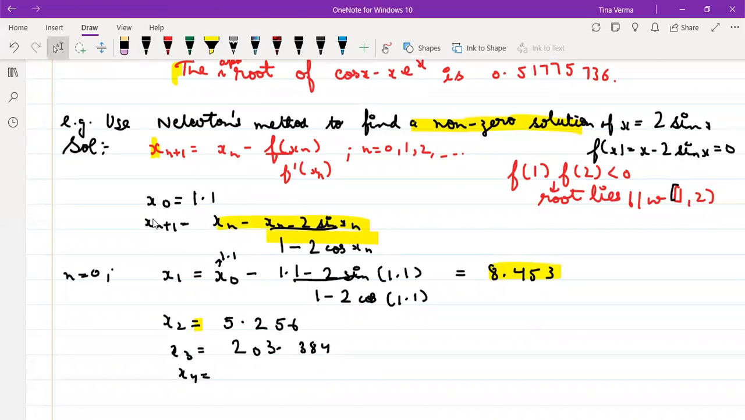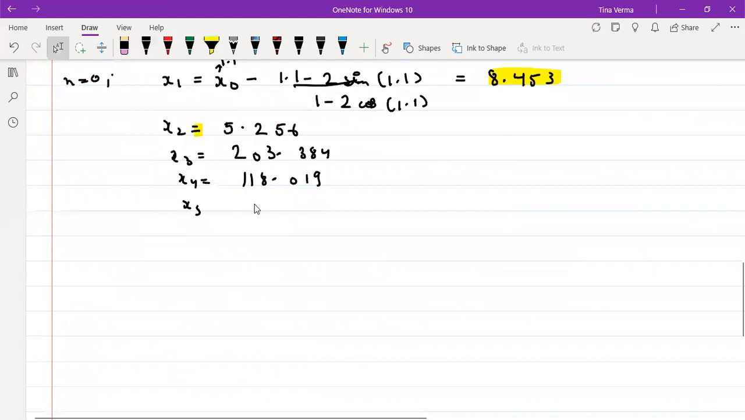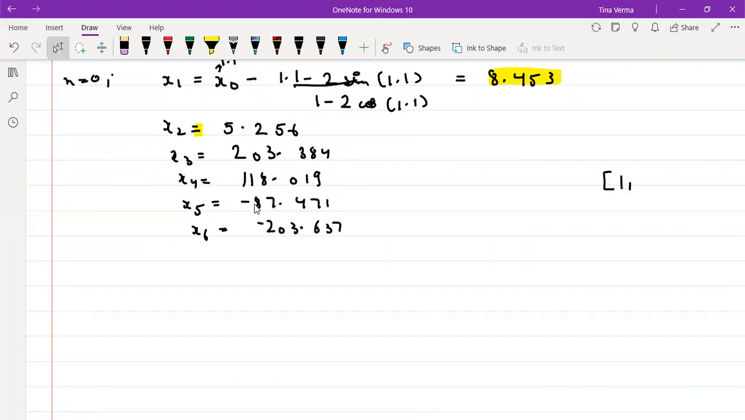If you perform one more iteration, and continuing this, if you also calculate x5, it is 87.471. x6 is minus 203.637. Where was your root lying? Your root was lying between 1 and 2. It is not approaching towards your root. Therefore, this iteration method diverges. Why does it diverge?